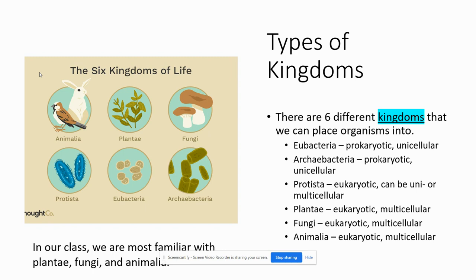But there are 2 other groups called Eubacteria and Archaebacteria. Eubacteria and Archaebacteria are both unicellular and prokaryotic, and they are a lot harder to see. So in our class, we are most familiar with the plants, animals, fungi, and protists.